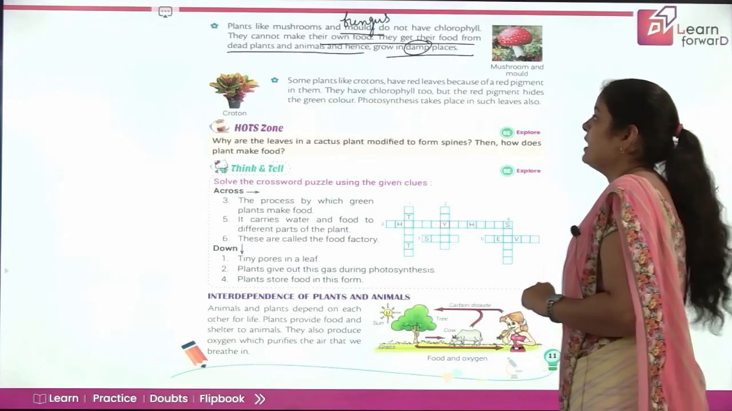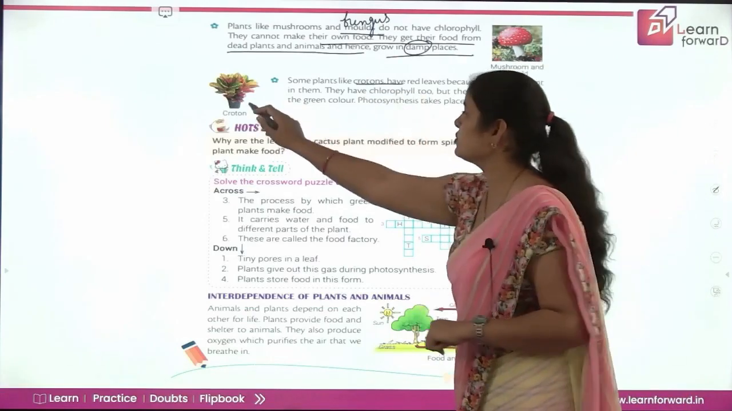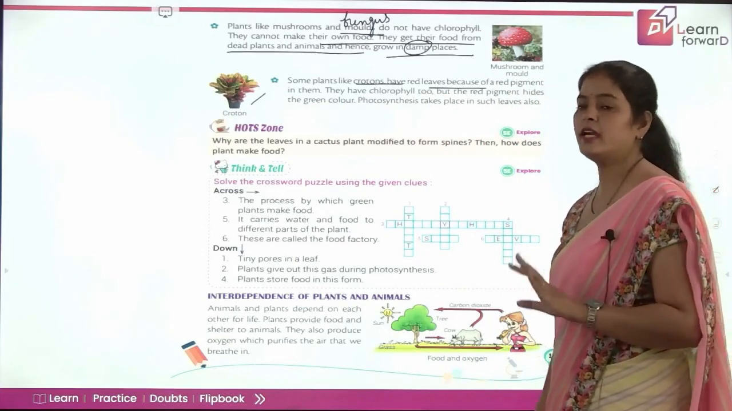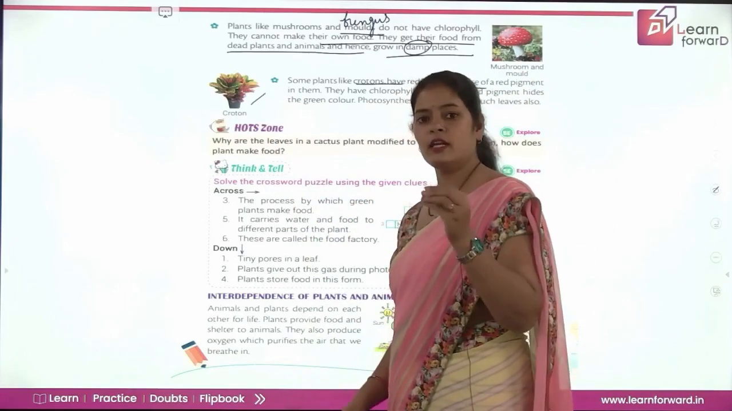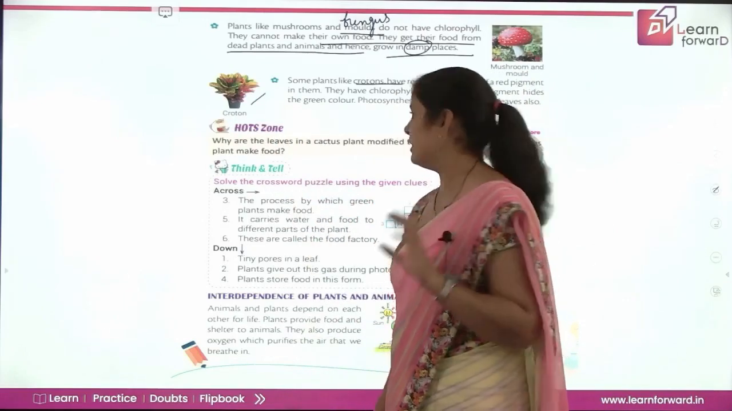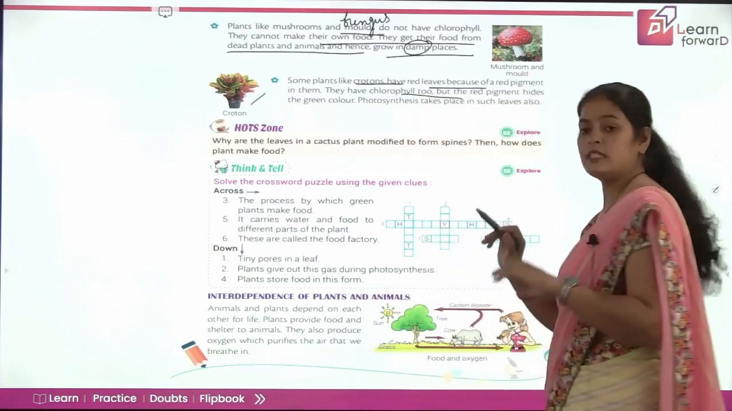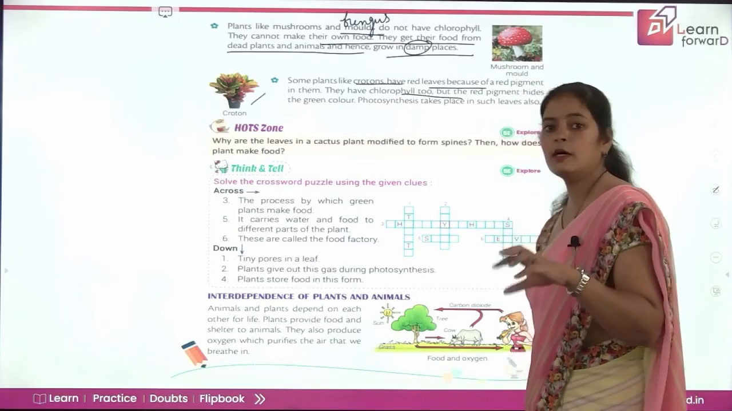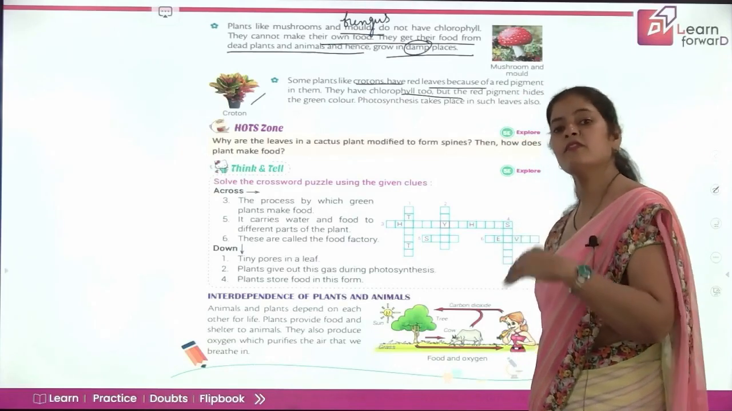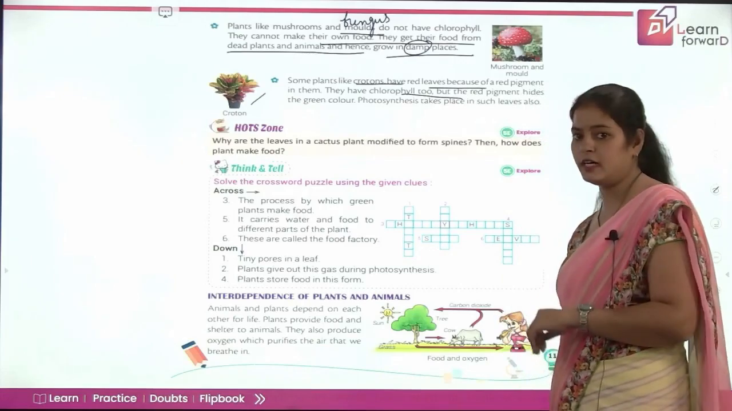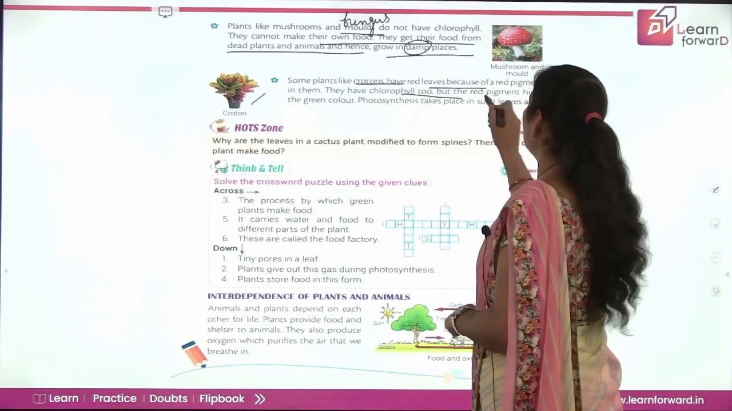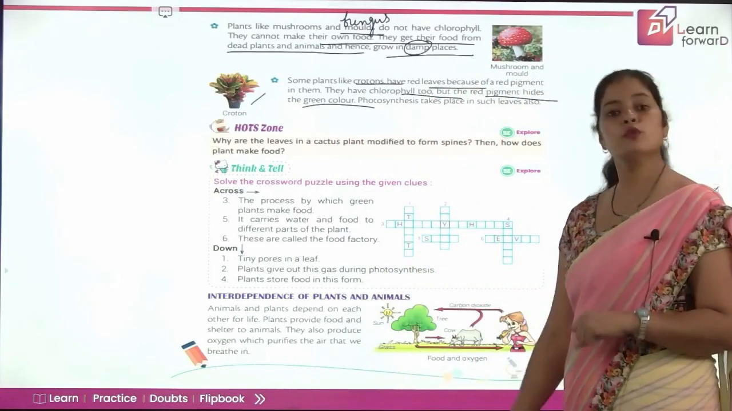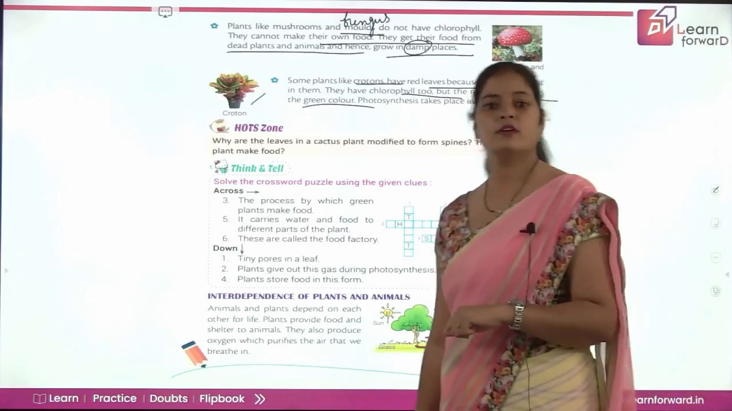Now again, some plants like crotons, this is the picture, have red leaves because of a red pigment in them. So they have a red color pigment, that is why, because whatever the color of the pigment, the same will be the color of the plant. They have chlorophyll too. I have already explained that if a plant appears purple or red, it has chlorophyll also, but it has other colored pigments in excess. The red color pigment hides the green color. Photosynthesis takes place in such leaves too. Why? Because they also have chlorophyll.